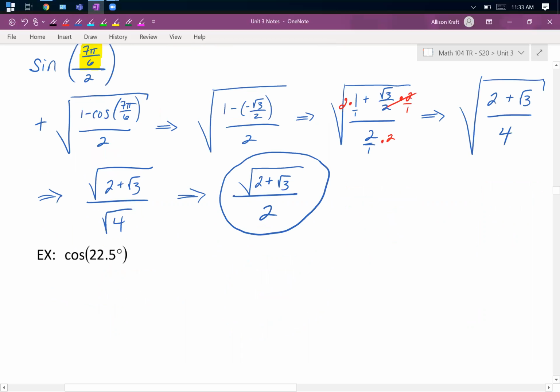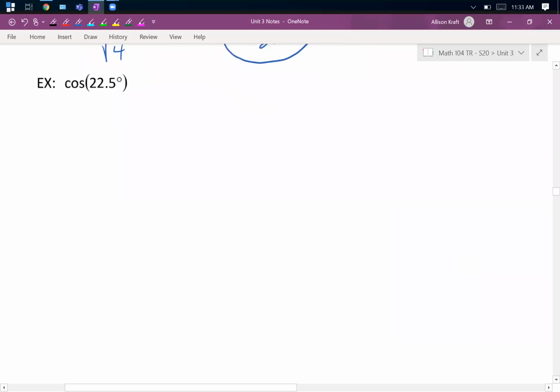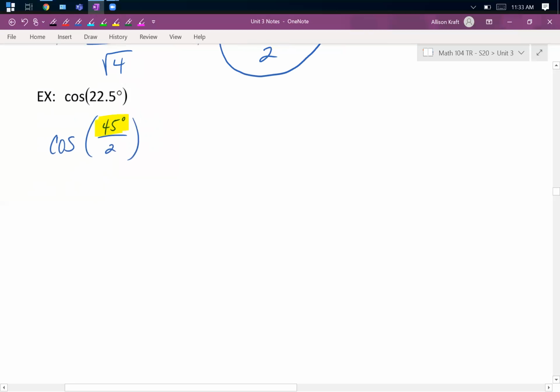All right, let's try another one. I see 22.5, definitely not on the unit circle, but if I double that, 45 is. So that tells me this is half of an angle already on the unit circle, so I know to use a half angle formula. This is the same as cosine of 45 degrees divided by 2. 45 degrees is going to be the alpha I plug into the formula.